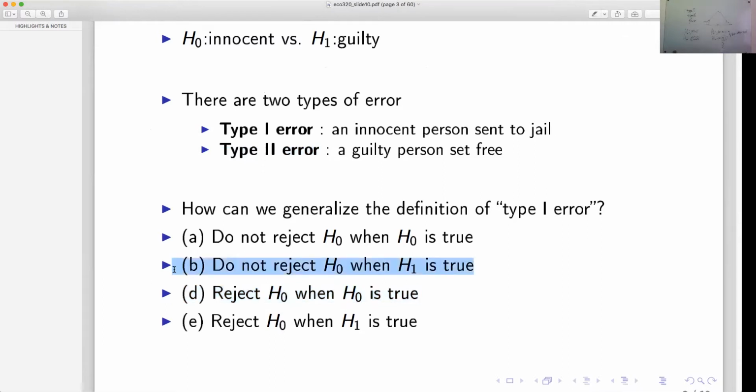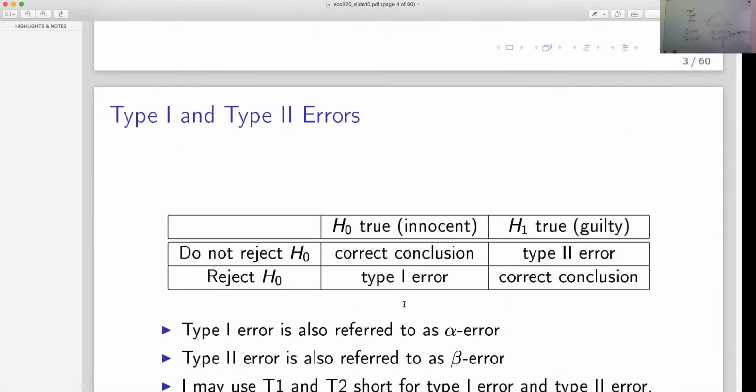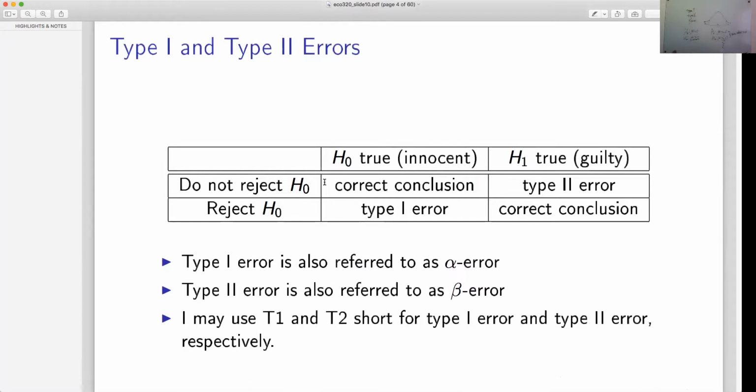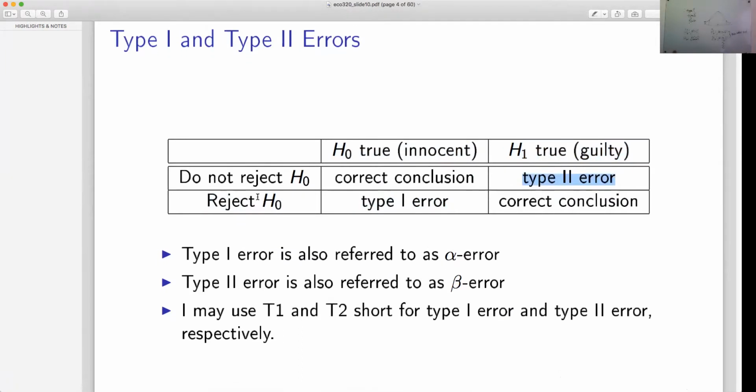And B is actually type 2 error. We didn't reject when the alternative is true. We are supposed to reject, but we didn't reject. That is type 2 error. But this one is type 1 error. For example, the null is true, so they are innocent, but we reject and send them to jail. That is type 1 error. Type 2 error is like, they are guilty, but we didn't send them to jail.